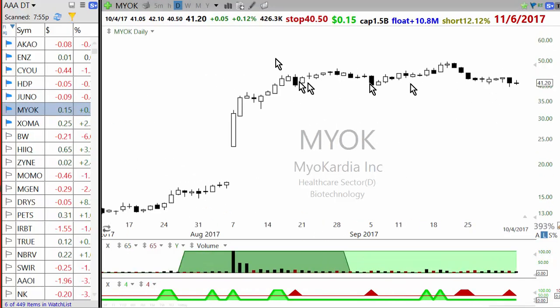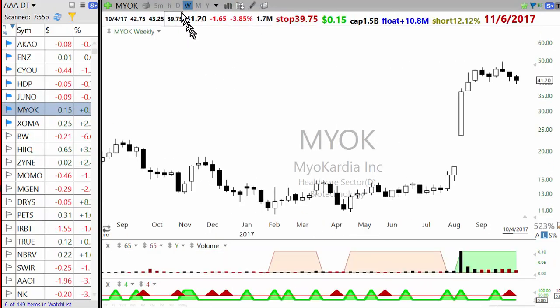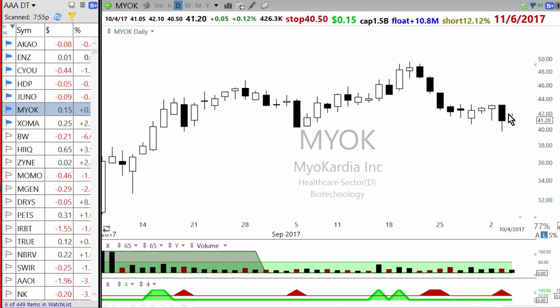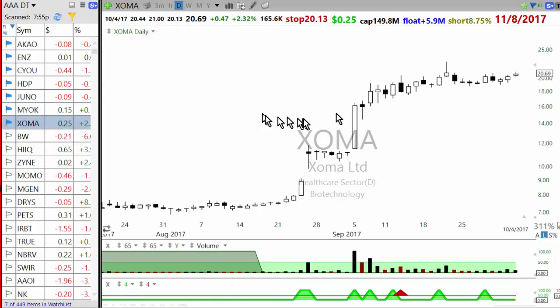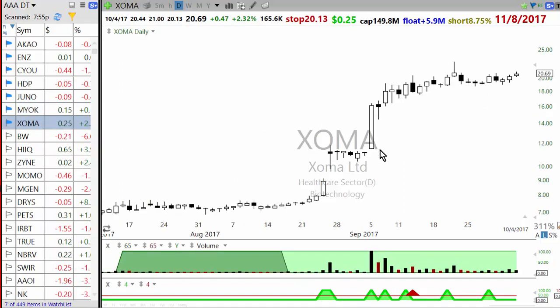Again, Myocardia, it looks good on weekly and also probably on daily. This is a pullback in the context of a big move here, and Soma again looks nice. So those are the setups which you can find using weekly charts also.